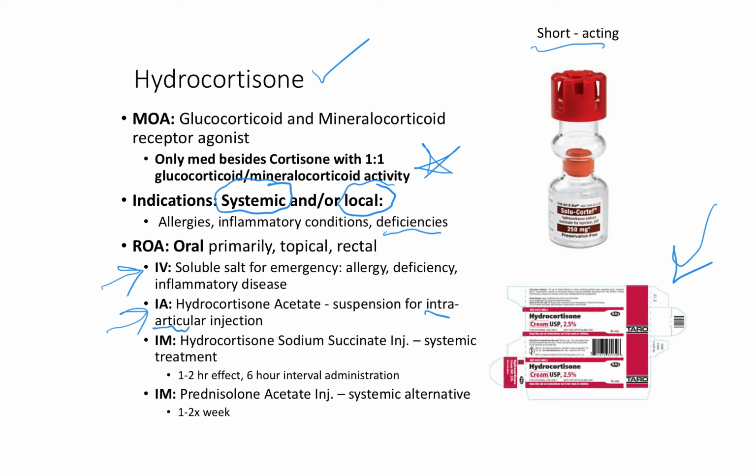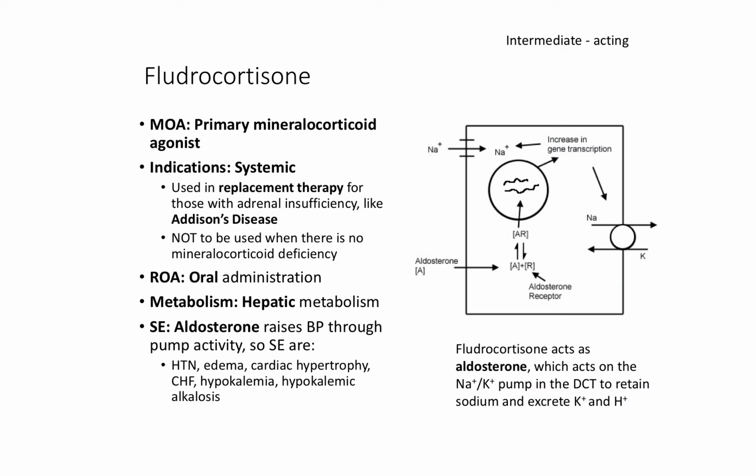There's also an IM preparation, hydrocortisone sodium succinate. That's a systemic treatment. It only lasts for about 1 to 2 hours, so you have to give it every 6 hours. And then there is a secondary IM preparation, prednisolone acetate, and that's an alternative to your hydrocortisone IM. So this is your one-to-one glucocorticoid, mineralocorticoid medication, can be given locally or systemically, and it's short-acting in nature.